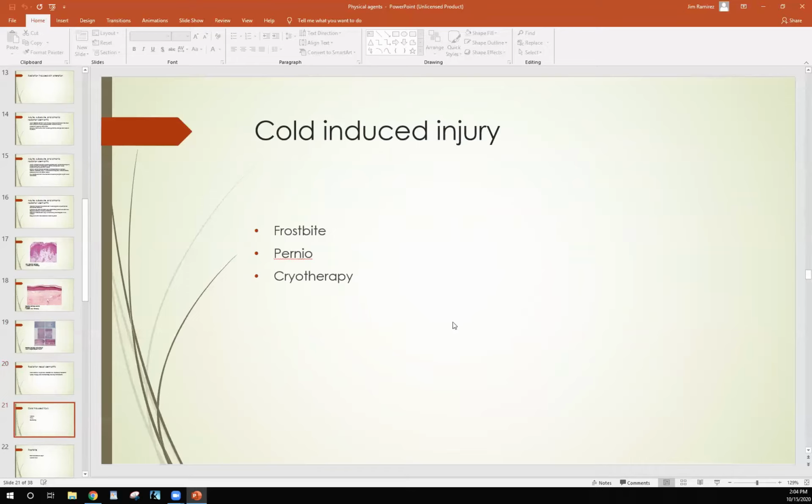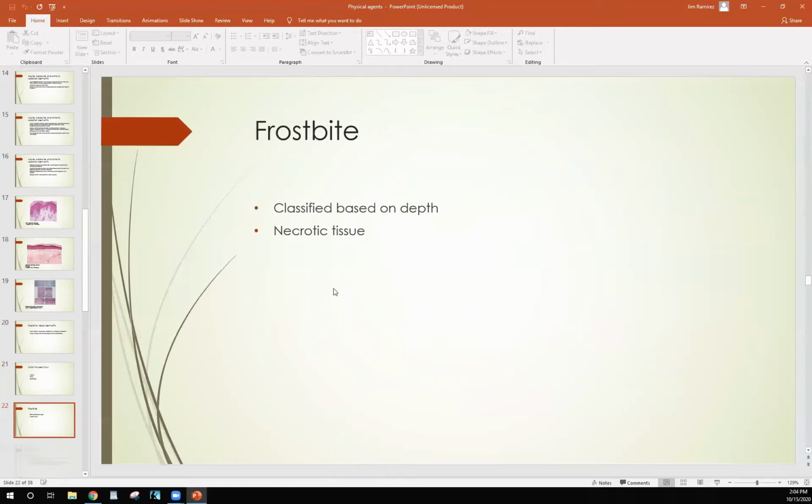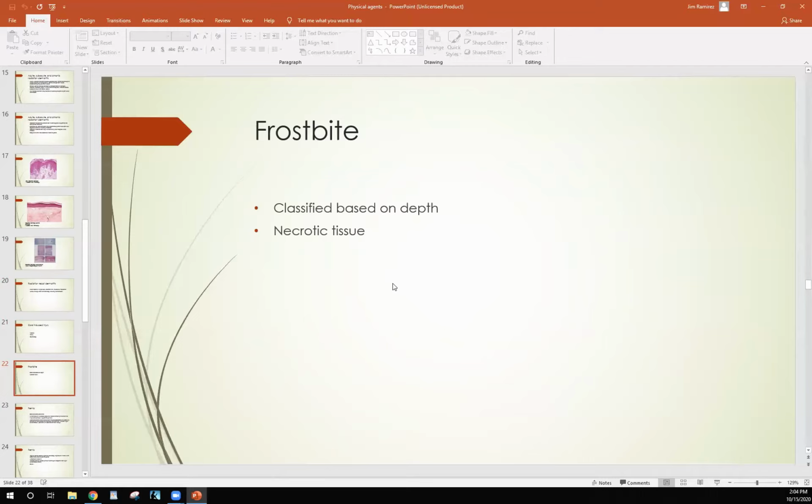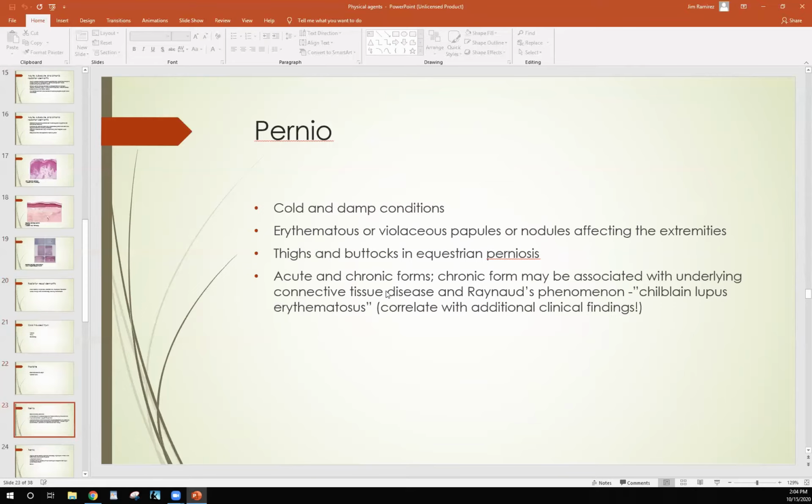So we'll shift gears a little bit and talk about cold-induced injuries. The three things we'll talk about here: frostbite, Pernio, and cryotherapy. I won't say too much about frostbite other than it's classified based on depth, and histologically it's almost never biopsied, so I couldn't even find an image of it actually. But basically what you see is necrotic tissue. It's not going to be a very specific finding.